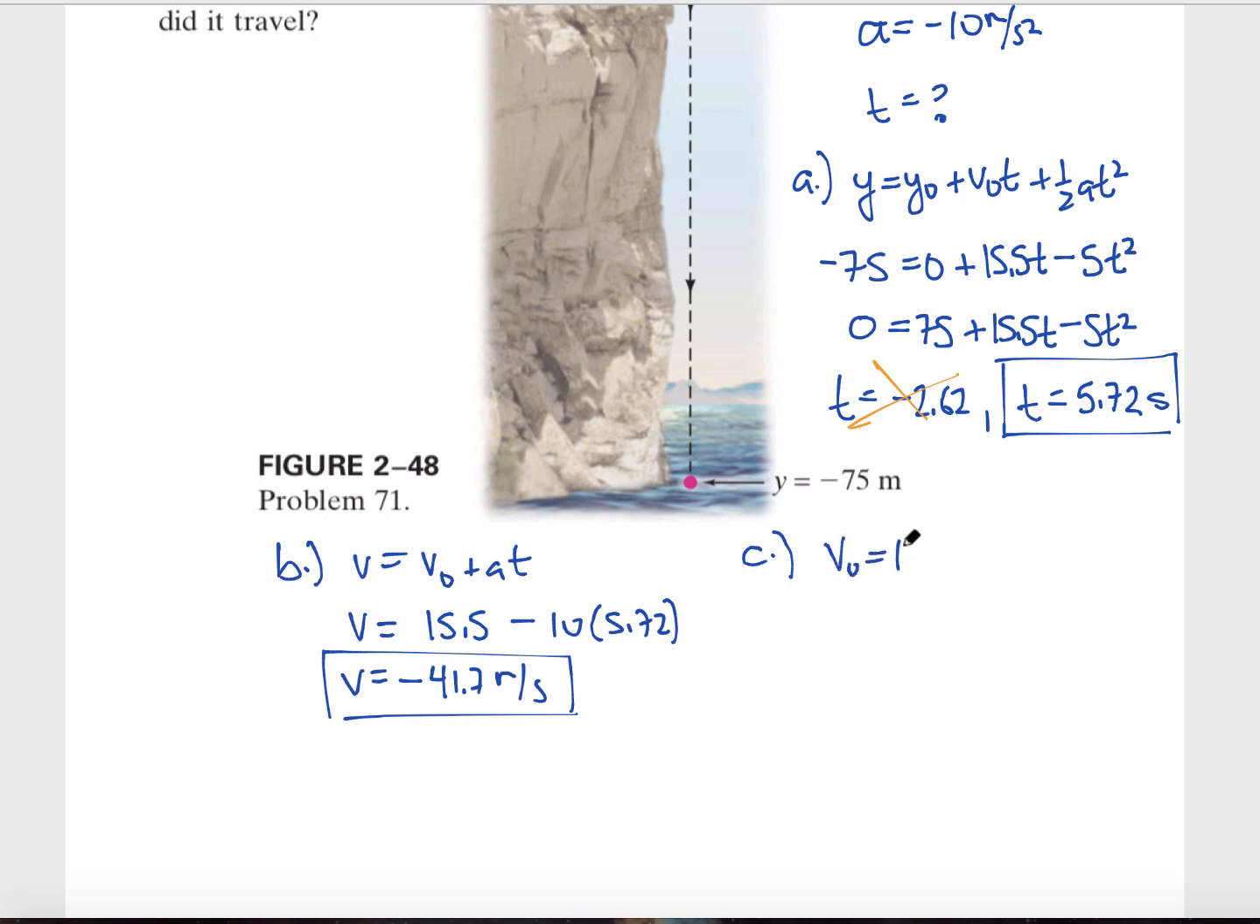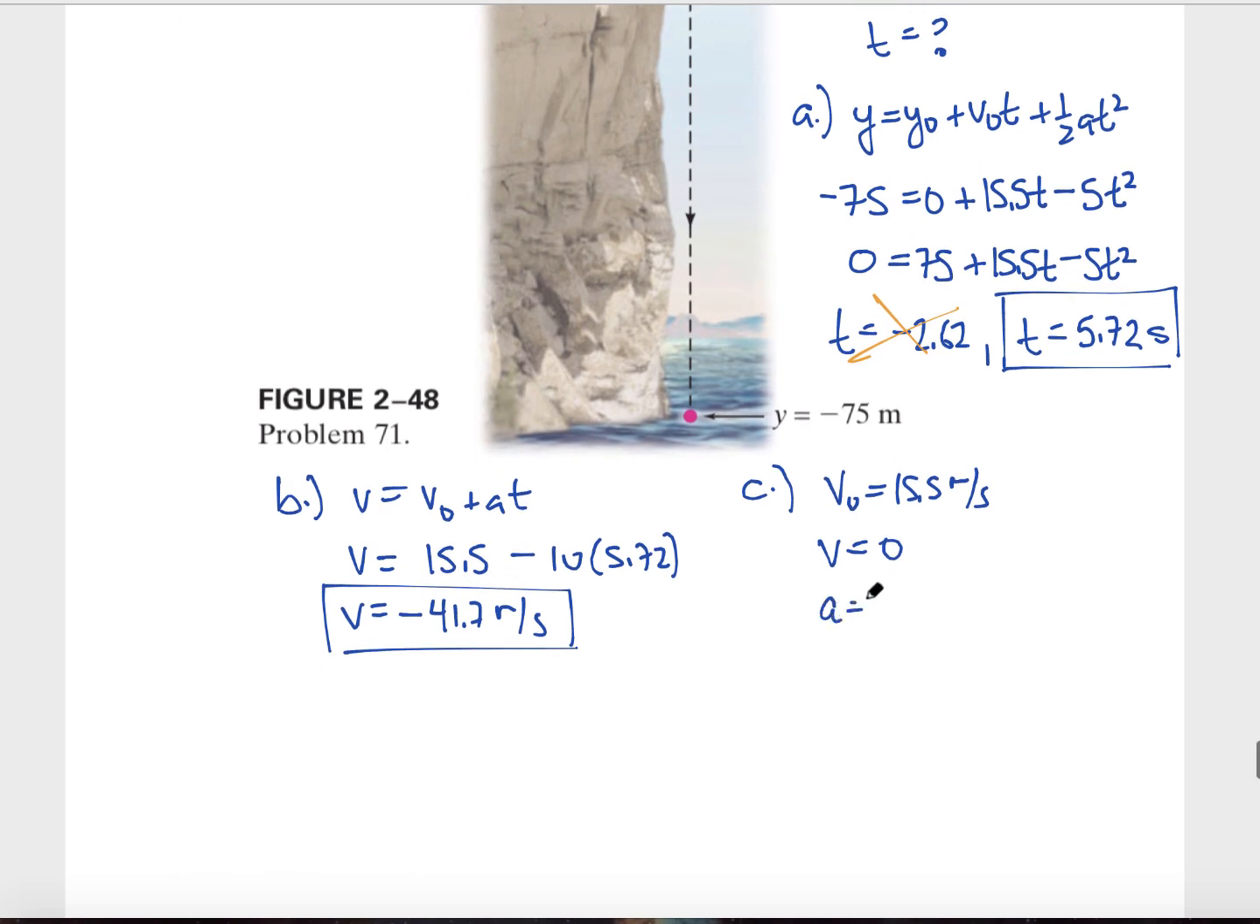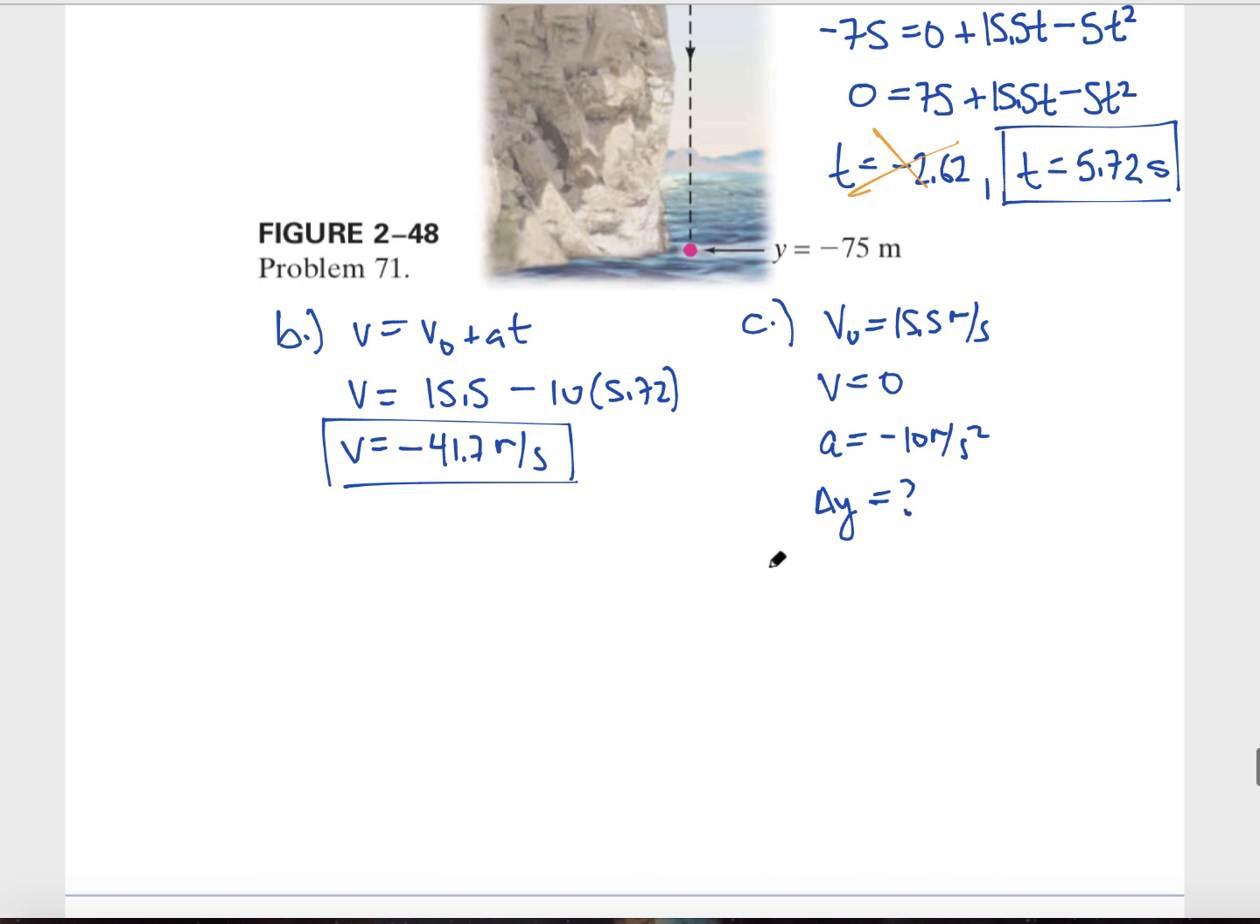V naught is 15.5 meters per second. V final is 0. My acceleration is negative 10. And I'm looking for that little change in height. So my equation sets up as v squared is equal to v naught squared plus 2a delta y. And I'm going to solve for delta y. Just like we've done in previous homework problems, we have v squared minus v naught squared over 2a.